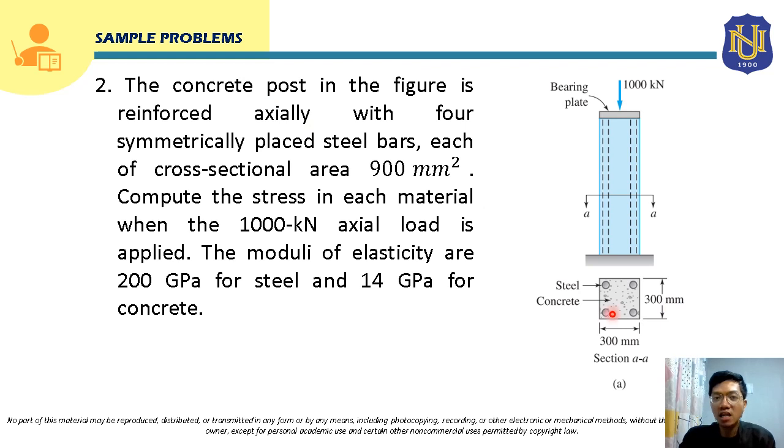Okay, so we have here, class, this concrete post. This concrete post is composed of this concrete, so the cross-sectional area for the concrete is 300 by 300. So we will subtract, class, the area of the steel here to solve for the area of the concrete. Now, for each steel here, we have 900 millimeters squared cross-sectional area. Since there will be 4 steel here, class, the area will be times 4. So from here, we are going to compute the stress in each material when this 1,000 kilonewton load is applied on this post.